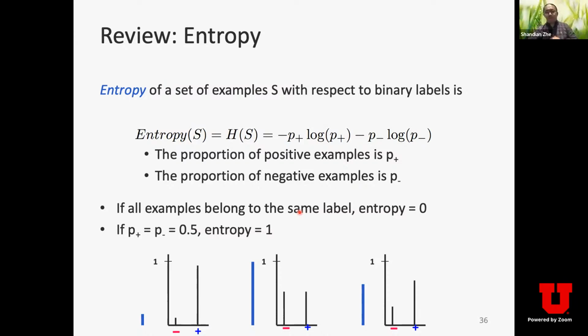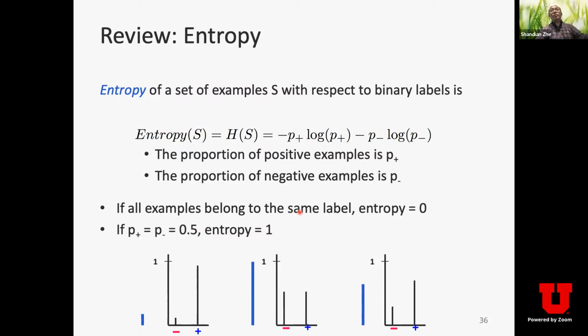On the other hand, if your labels are highly biased, right, 99% are positive and only 1% are negative. Giving you an example, you can say, okay, I'm pretty confident it should be positive because I know that 99% are positive. So you're much less uncertain about the label.